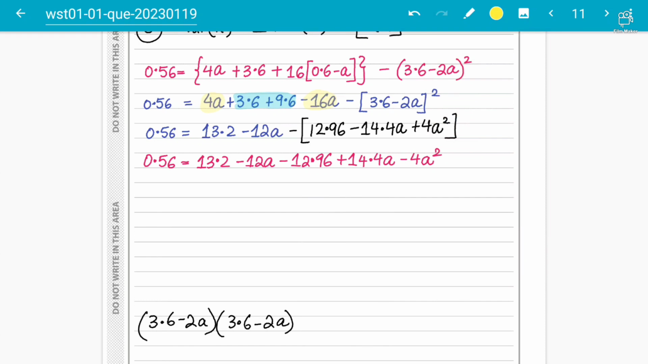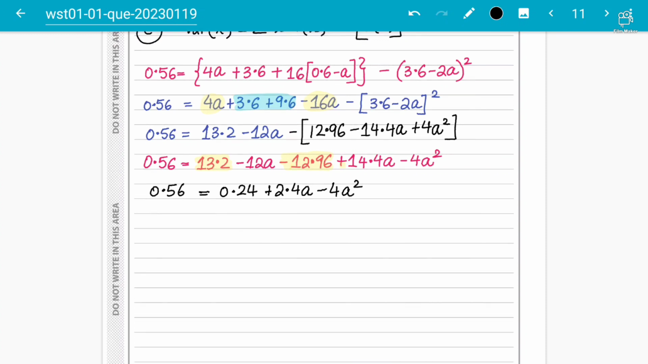So let's bring 13.2 up, and you will do 13.2 minus 12.96 first, students. 13.2 minus 12.96. Make sure each step is shown to the examiner properly. 0.56 is still there. This will become 0.24, and minus 12 plus 14.4 gives me plus 2.4a here, and I got minus 4a square there, okay, students.